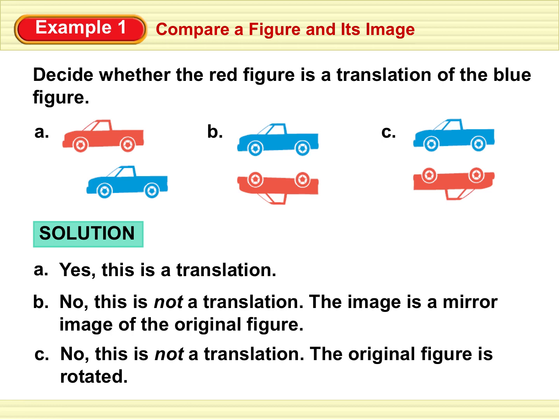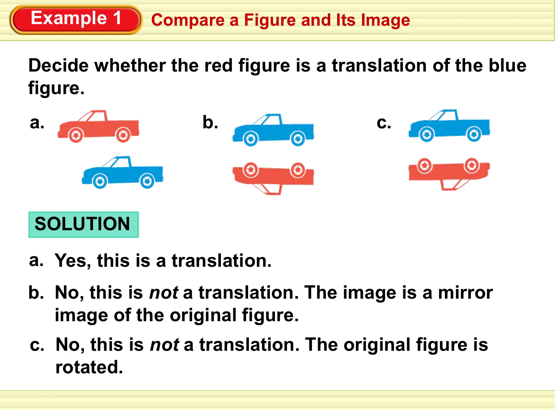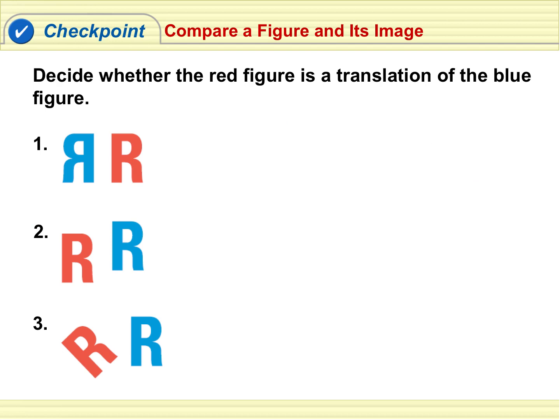So A, is that a translation? Yes. What about B? No. Why? Because it's a reflection. It flipped. Yep. What about C? No. Why? It rotated and flipped. Yep. Good. So, translations do not change the picture at all. Okay, it just moves it to a different spot. Go ahead, say yes or no if these are a translation or not.